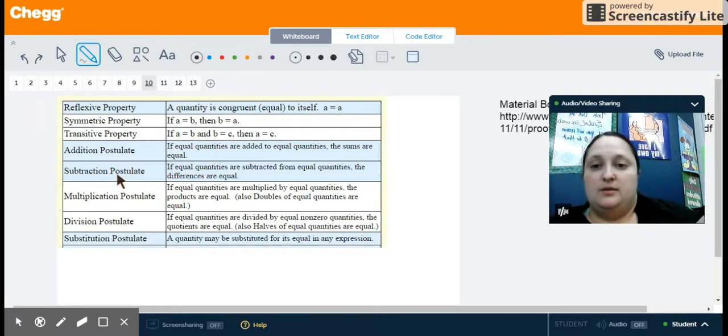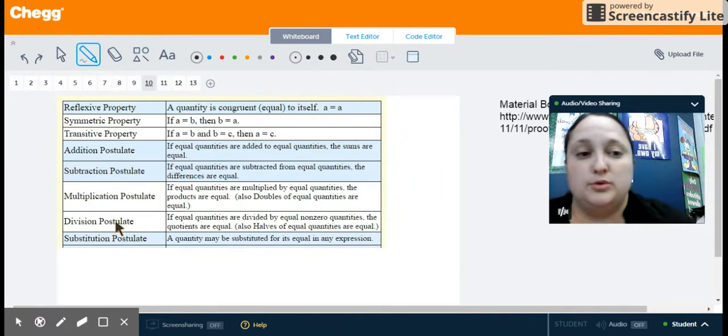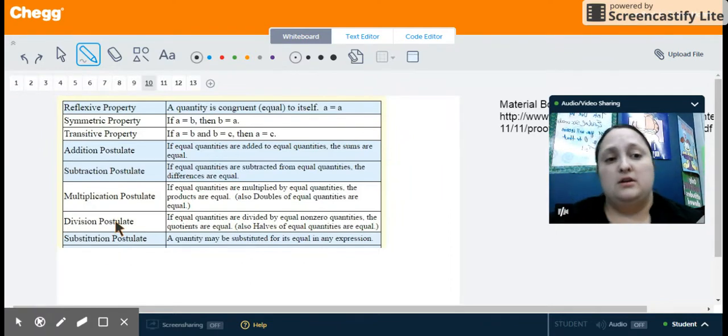Subtraction, multiplication, division, and addition are generally seen in algebra proofs, but they could come up in geometric proofs involving line segments or segment addition, angle addition, any of those addition properties or theorems. Substitution is pretty common. It's one of the other ones that you will see fairly often.